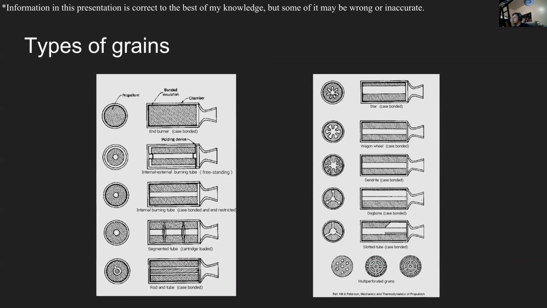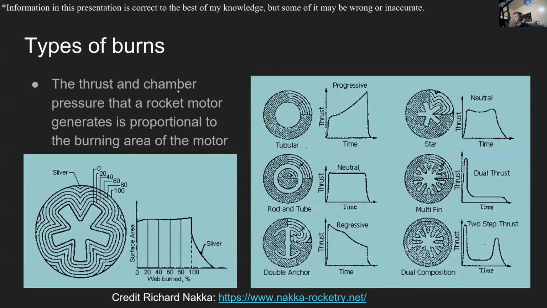So different types of liners, or not liners, sorry, casting, what's the word? Core mandrel. That's the word for it. Different types of core mandrels can be used to get different shapes inside the case to change the amount of burning area you have inside the case at any given moment in time. The types of burn we have are progressive, neutral, and regressive burns, and then a few other ones over here. The thrust and chamber pressure that a rocket motor generates is proportional to the burning area of the motor. So depending upon how much surface area is present at any given time, that'll determine how much thrust or chamber pressure the motor has at any given point in time.